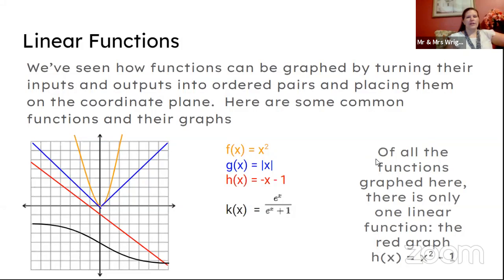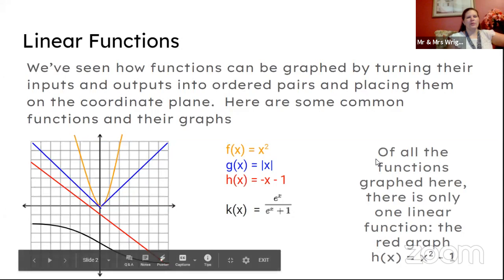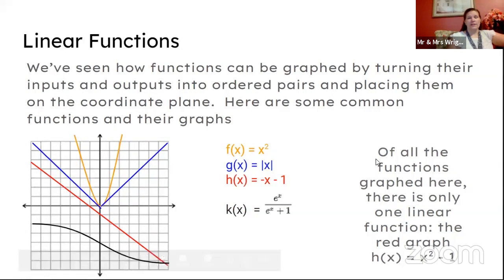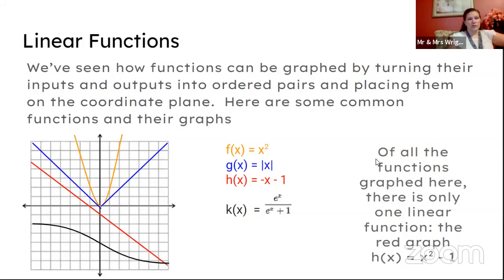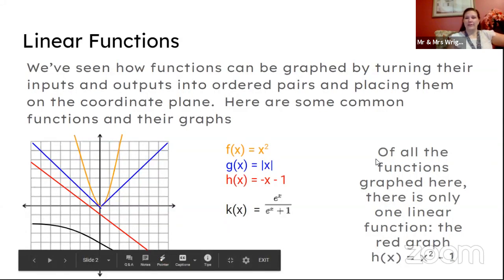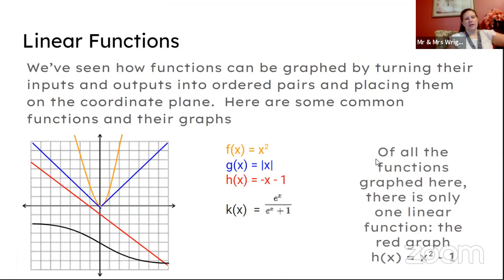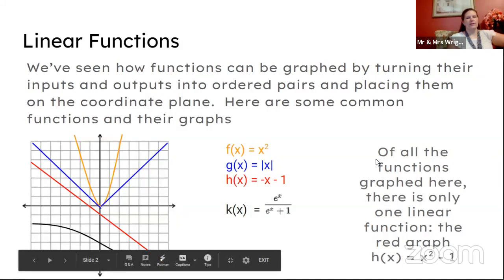I've got in the yellow x squared, which is a parabola, basically a U shape that goes up and outwards as it continues on. Mine, for whatever reason, looks more like a V, but it's supposed to look more like a U. And then g of x is the absolute value of x. This looks like a very wide V. These are two diagonal lines that meet here. It bends at the origin, creating a 45-degree angle in both of the quadrants there.